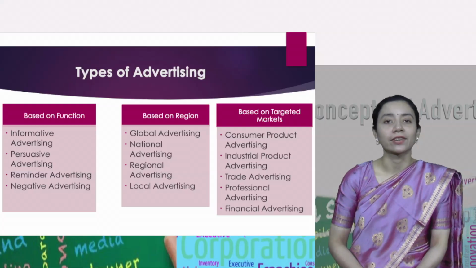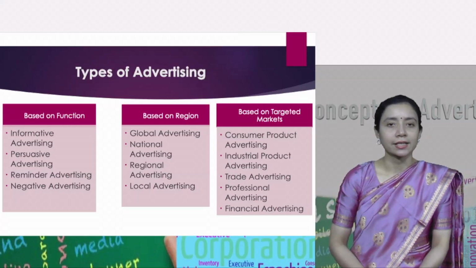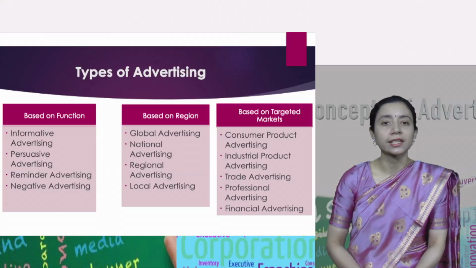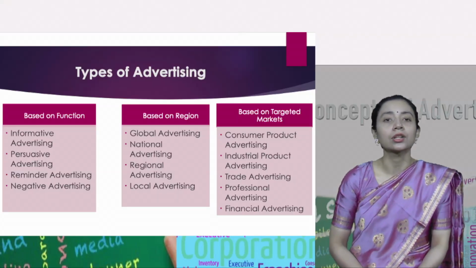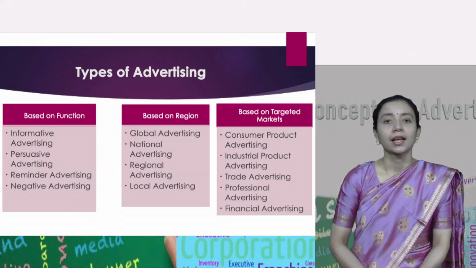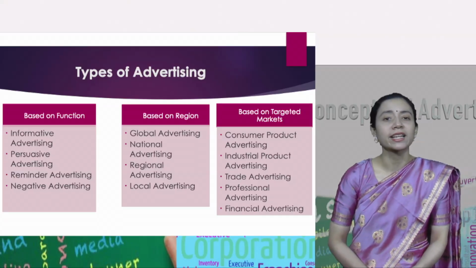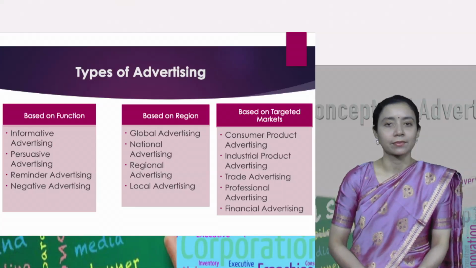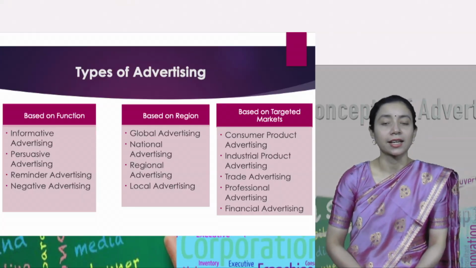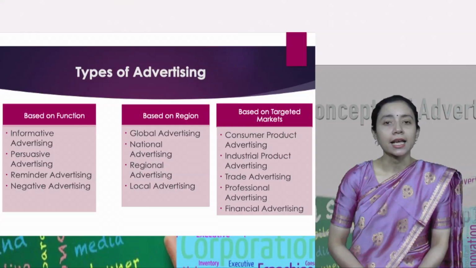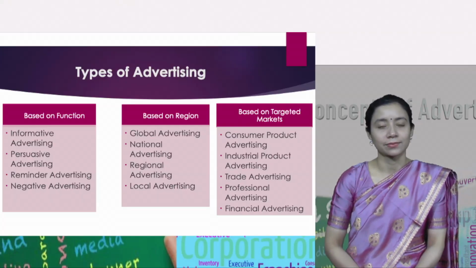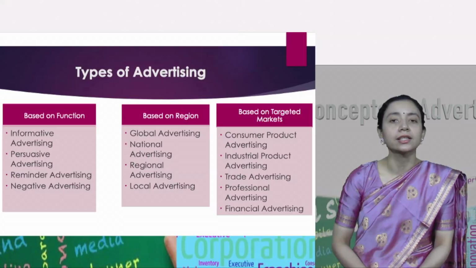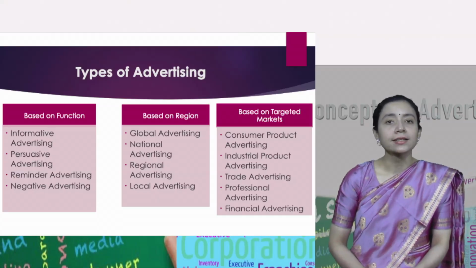Then we have trade advertising. This type of advertising is done by the manufacturer to persuade the wholesalers and retailers to sell his or her goods. And different types of media are chosen by each manufacturer according to his or her product type, the nature of distribution channel, and the resources at his or her command. Here it is designed for those wholesalers and retailers who can promote and sell the products.